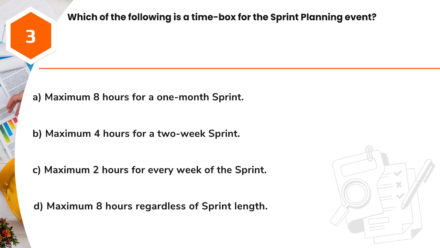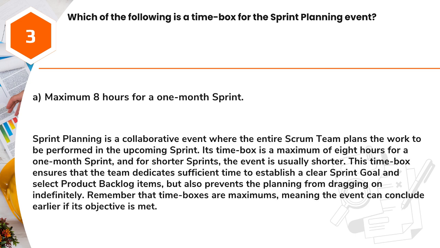Question 3. Which of the following is a time box for the sprint planning event? A. Maximum 8 hours for a 1-month sprint. B. Maximum 4 hours for a 2-week sprint. C. Maximum 2 hours for every week of the sprint. D. Maximum 8 hours regardless of sprint length. Answer: A. Maximum 8 hours for a 1-month sprint.